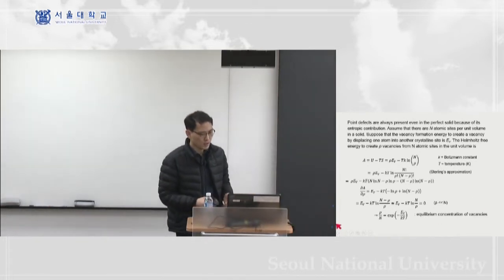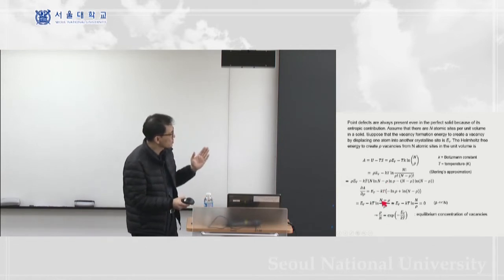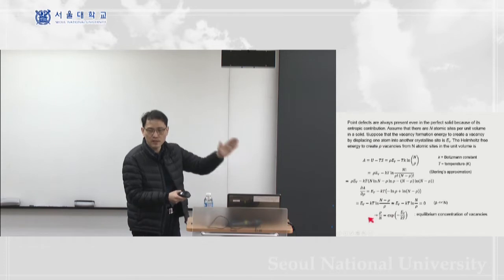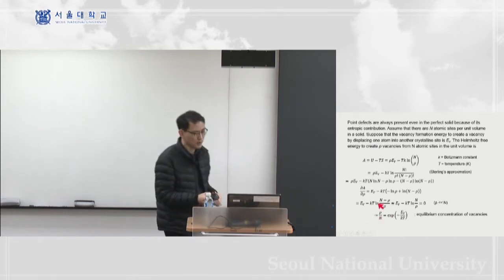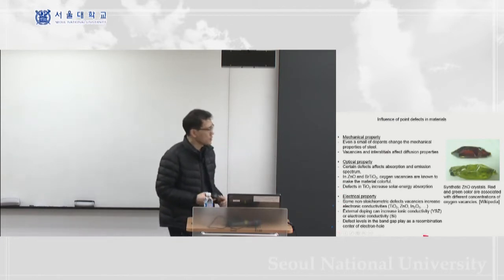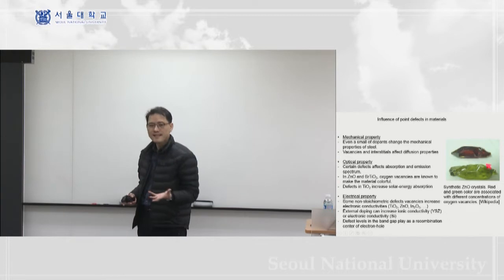All right. So for the vacancy, this term comes from the entropy contribution of the vacancy, right? By making the vacancy, we have more possibilities in the configuration space. That's the key point for the point defect. So point defects are unavoidable. It always exists in your material, even though you make it perfect.